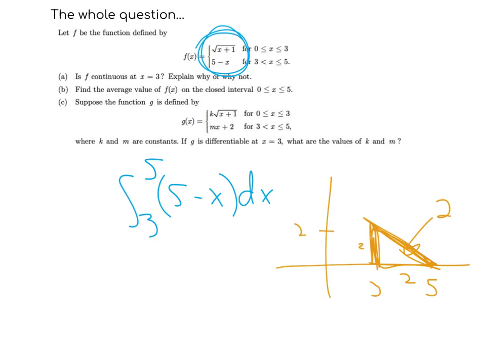And then for part C, in order to show differentiability, we have to check the continuity piece, which we talked about in part A, and then we have to check the derivative piece, showing that the derivative from the left is equal to the derivative from the right. You need to show all that work in order to justify your reasoning.